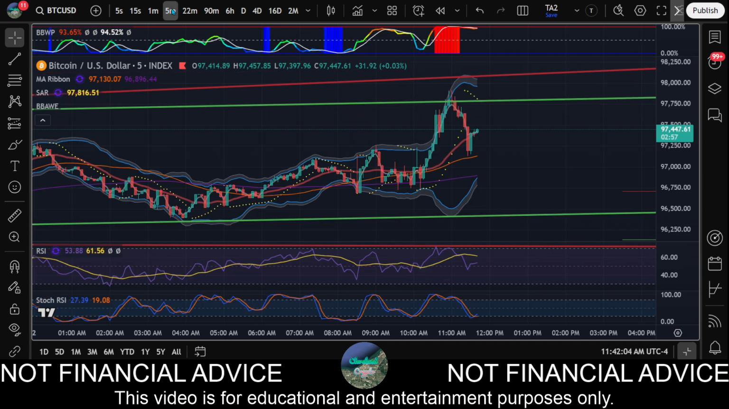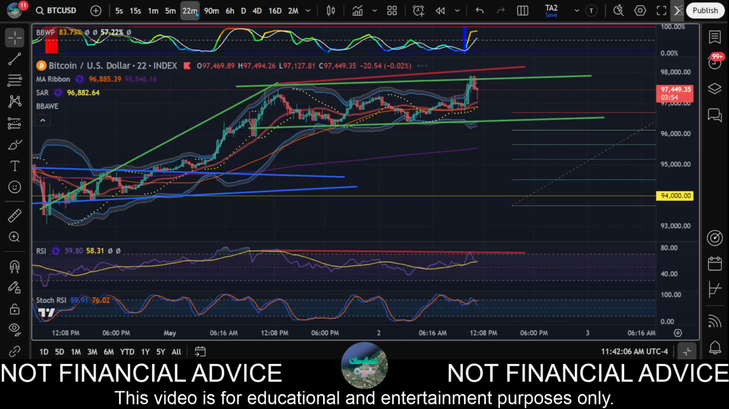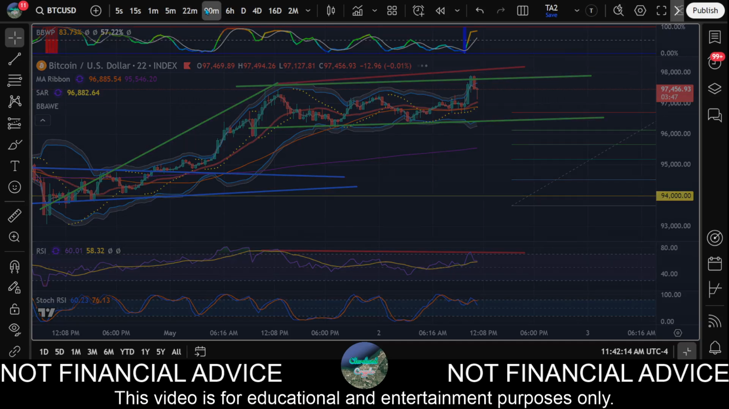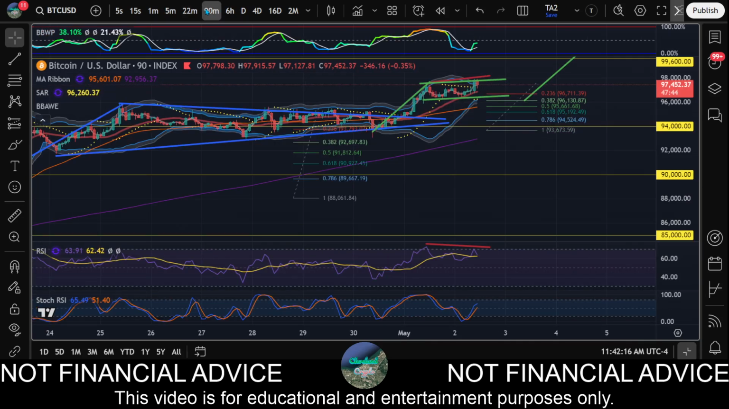We might actually get that higher high on the 5-minute, which actually means that we'll see this turnaround here on the 22, and then maybe get that higher high here on the 22 as well. And here on the 90, which would give us a higher high, hopefully here on the RSI on the 90, and that would invalidate our bearish div. But as it stands, the bearish div is there, so watch for that pullback back to 94.5.